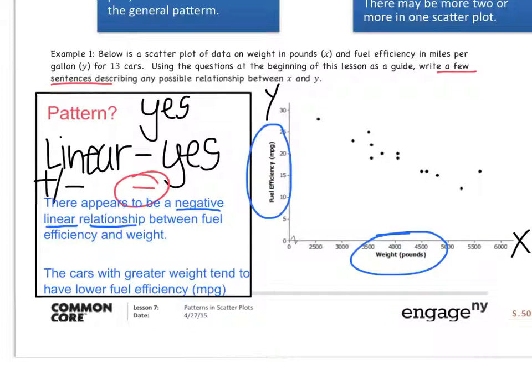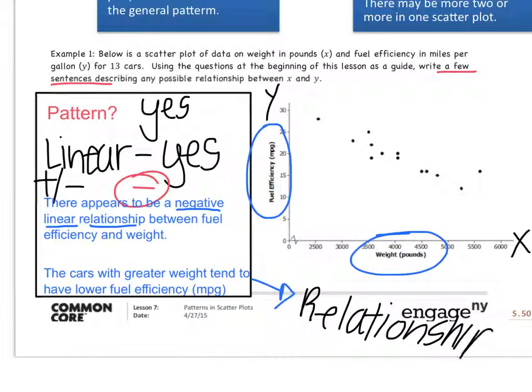Since there is a relationship, that's why I wrote this specific sentence. So, as I increase weight, the cars with greater weight, notice how I use the word tend, tend to have lower fuel efficiency. So as I move from left to right, the fuel efficiency goes down.